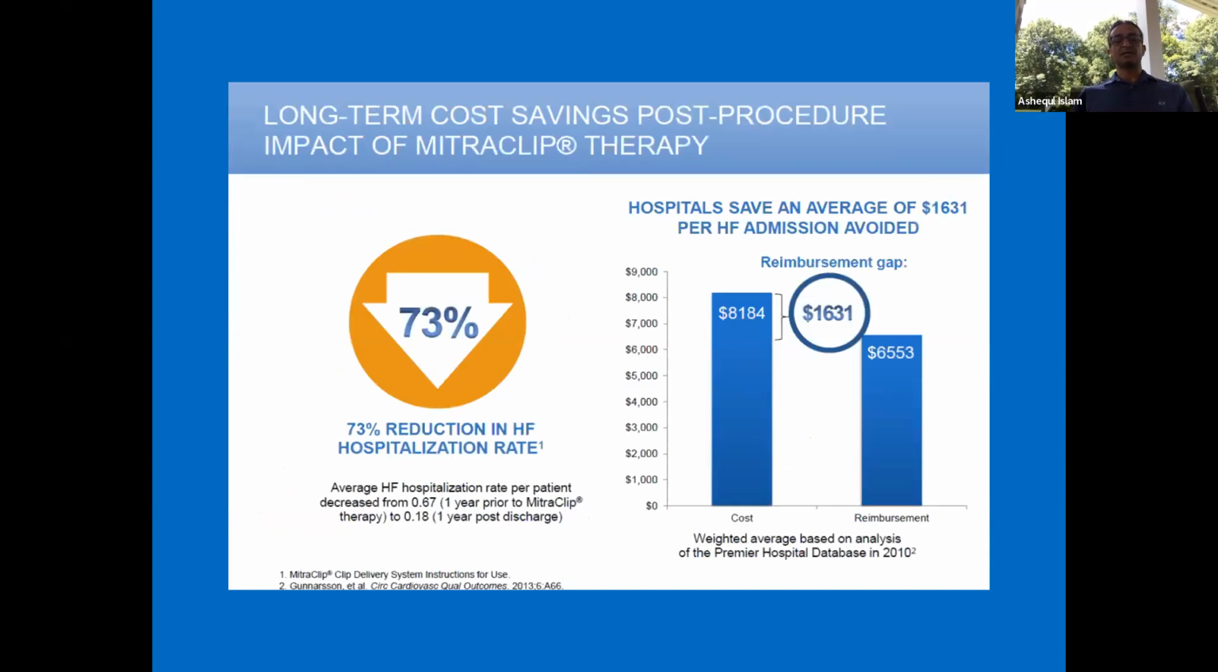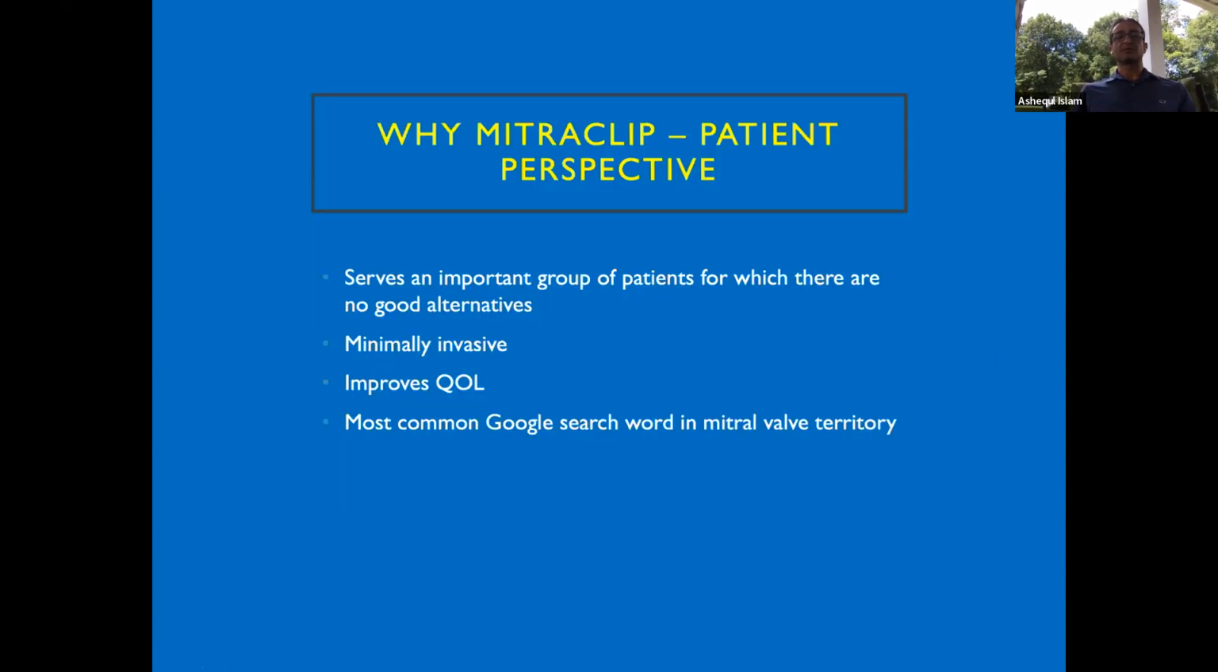Long-term cost saving, at least in the US experience, is significant. There is a 73% reduction in heart failure hospitalization rate in this study. And average hospitalization rate per patient decreased from 67% to 18% in 1 year. So that is a cost saving of more than $1,600 per hospital admission avoided. So the cost saving for the hospital could be quite significant for long-term cost saving after mitral clip.